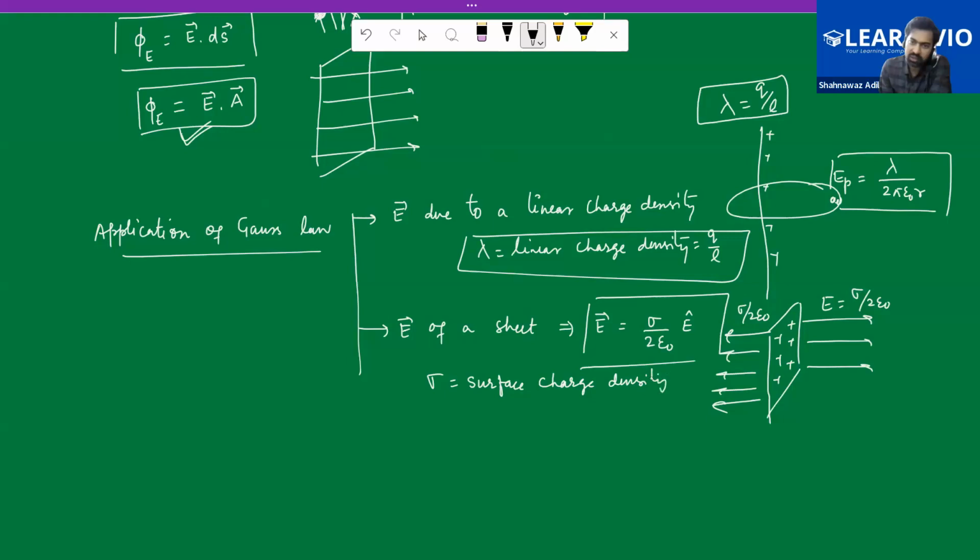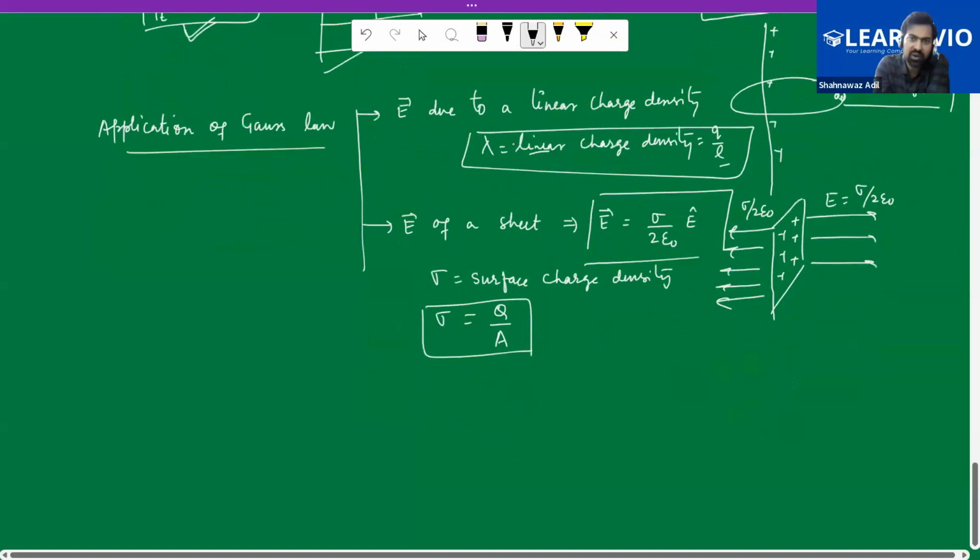And what would be this surface charge density? Can you tell me? Yes. Linear charge density is Q by L. So what would be surface charge density? So linear had this length. Surface is area. So that would be Q by A, right? And then there would be volumetric charge density that would be Q by V. So these are different electric fields.